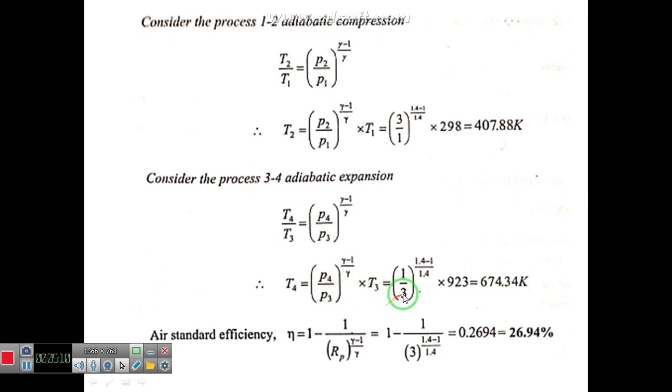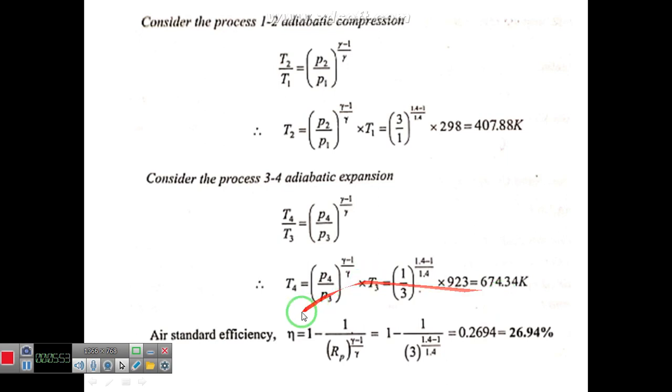We know that the P4 pressure is equal to the P1 pressure, since the pressure is constant. P1 equals P4, so the P4 pressure is 1 bar, divided by the P3 value, 3, power of gamma value 1.4 minus 1 divided by 1.4, multiplying the temperature T3, 923. So here we get the T4 temperature, 674.34 Kelvin.